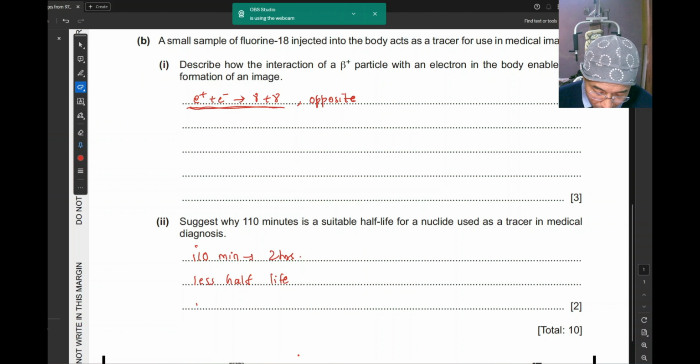And if we have a longer half-life, the radiation would remain in the patient even after he or she gets discharged from the hospital. That is dangerous to the patient and to other people around. That's why we should not have too long a half-life either. So that's why 110 minutes is a very suitable half-life.